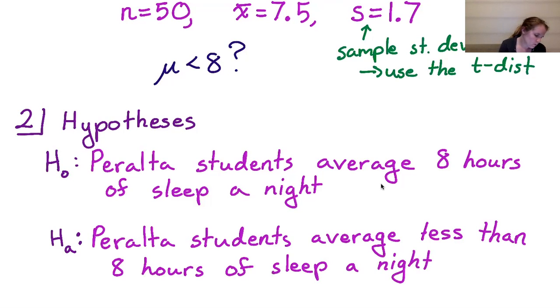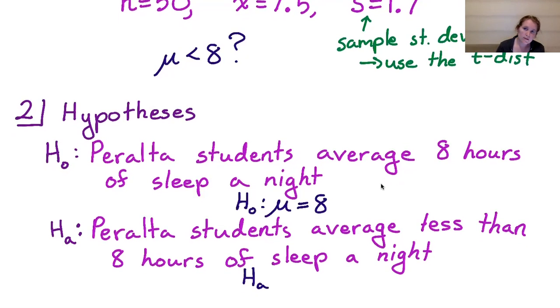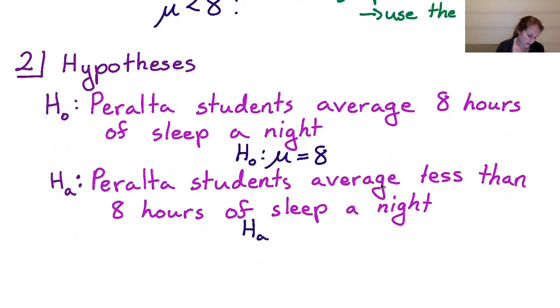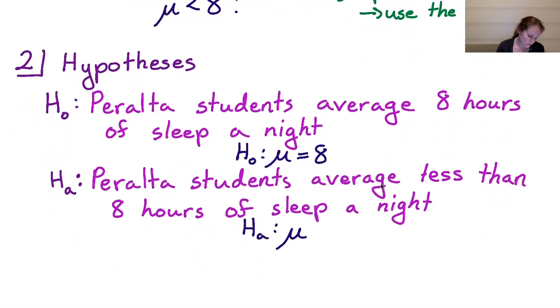In terms of symbols, for our null hypothesis, we are saying that the mean, so mu, is equal to 8. Our alternative hypothesis, we are claiming that the mean mu is less than 8.